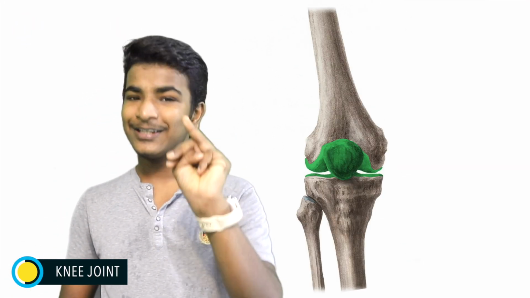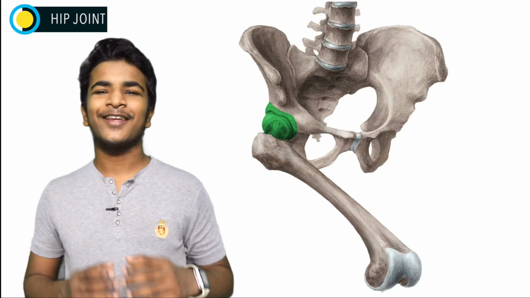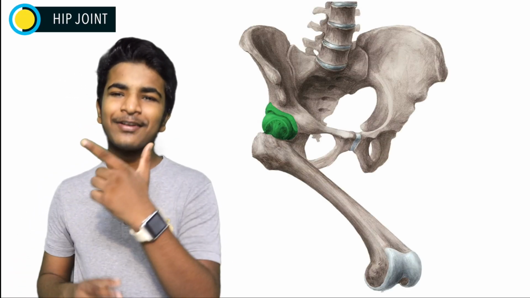So while talking about the inferior part of the body, we are going to talk about the three joints, which are hip joint, knee joint and ankle joint. So friends, now let's talk about the hip joint. In hip joint there are 7 types of movement.